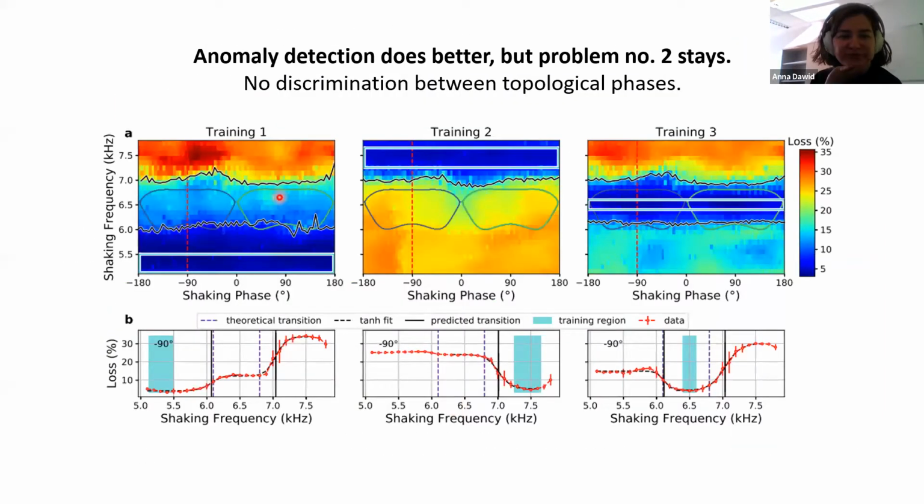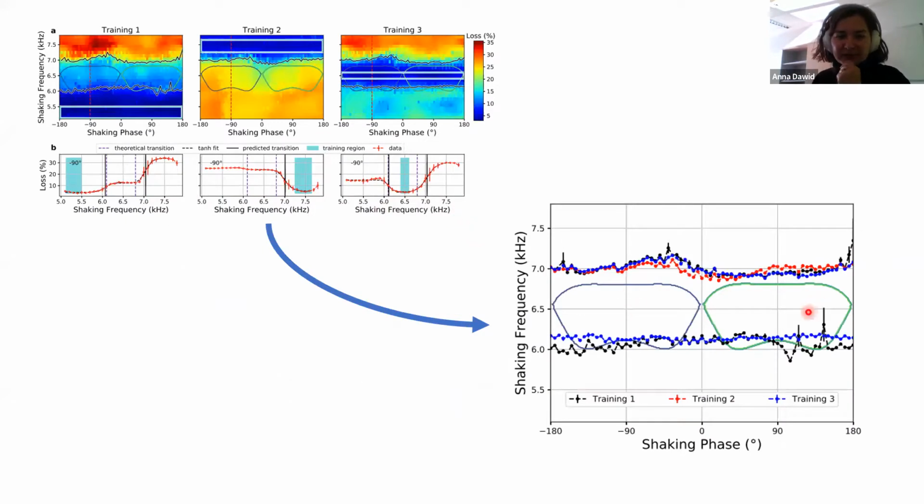Okay, so from this approach, we got better borders, better boundaries between phases, but it's still not perfect. And most importantly, we don't have any discrimination between topological phases. So we got this phase, these borders. And the final thing that proved to be crucial is our influence function.